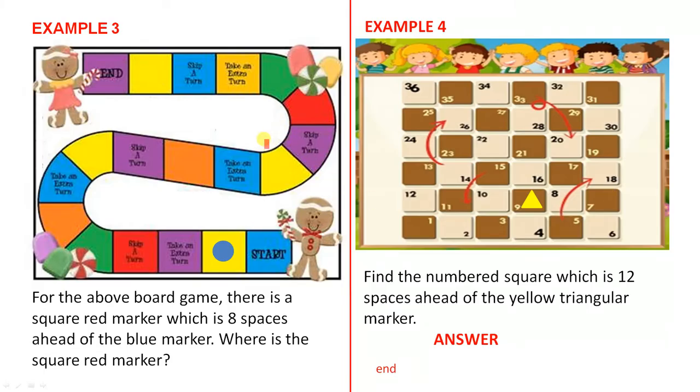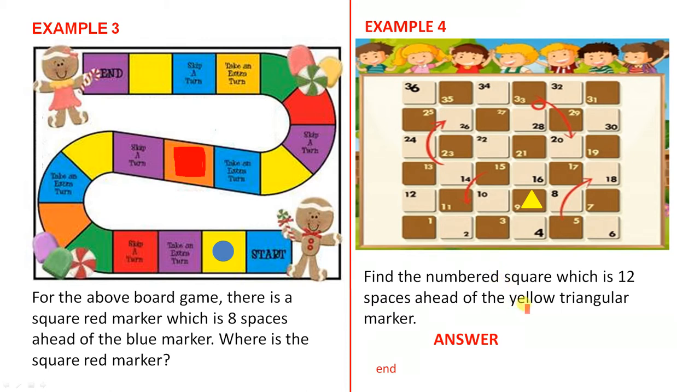Now we can apply this to simple board games. For the above board game, there is a square red marker which is 8 spaces ahead of the blue marker. Where is the square red marker? So here's the blue marker. Let's just count 8 spaces past this blue marker, and I'm sure we can find out where the square red marker is. Here we go. 1, 2, 3, 4, 5, 6, 7, 8. So there's a square red marker right there. Quite straightforward, wasn't it?